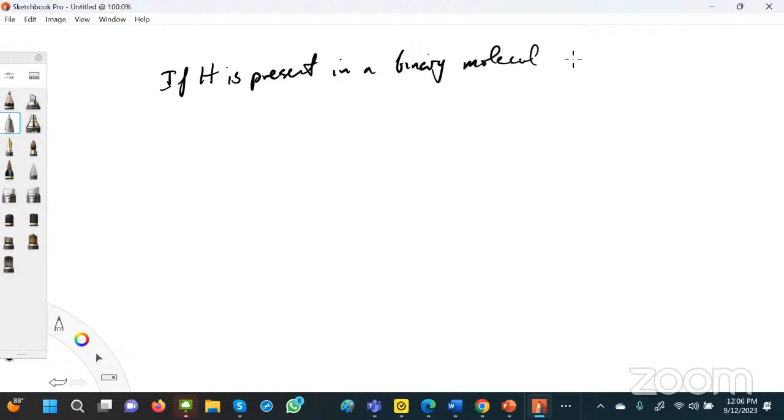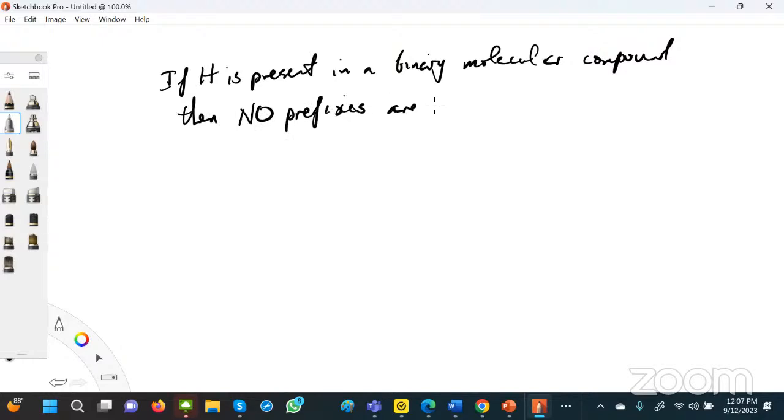So let me just write this down. If hydrogen is present in a binary molecular compound, then no prefixes are used.